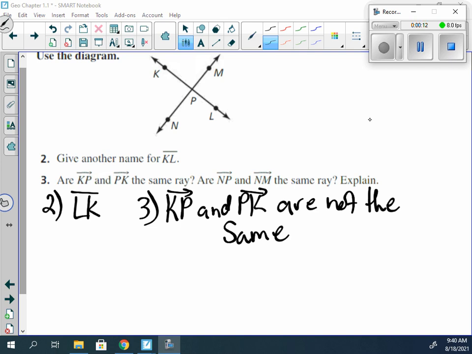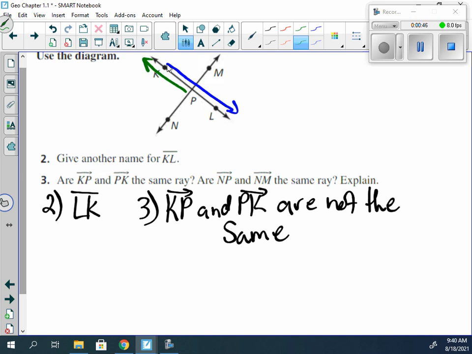Awesome. All right, guys, so where we stopped yesterday was this here with question 3. Because we gave another name for line segment KL, which was LK, with our line segment symbol. And then we also finished up with saying that KP and PK are not the same ray because their endpoints are different. They're going in different directions. Because if we look at KP, we're talking about this ray here, whereas PK is talking about this ray here.